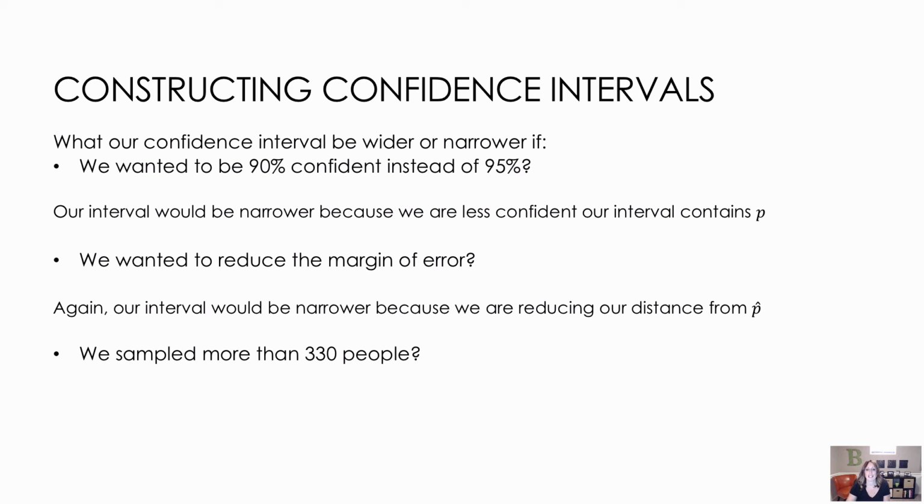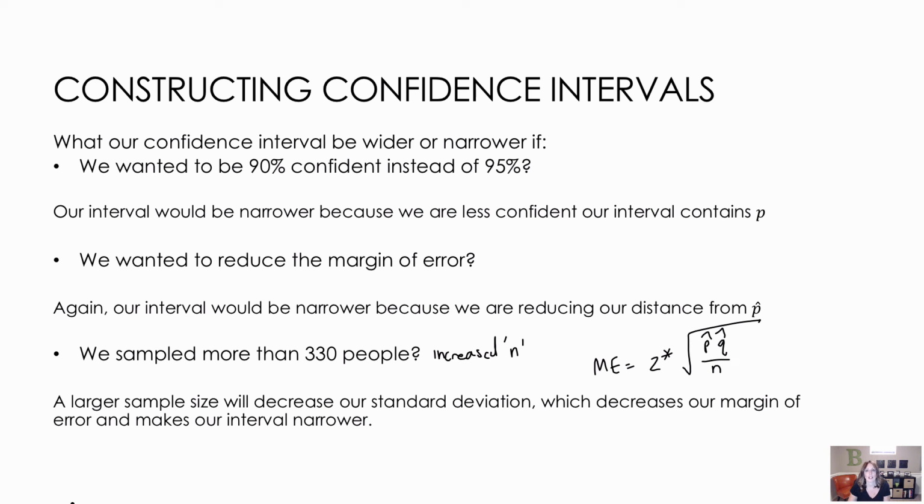Now, what if I sampled more than 330 people? So what if I increased n? Well, before we answer this one, let's think about how we find our margin of error. So we find our margin of error by taking z star and then p hat, q hat over n. So whatever 330 is, I'm dividing by that. So if I increase the number that I'm dividing by, this number gets smaller, which means our margin of error is going to get smaller, which of course means narrower.